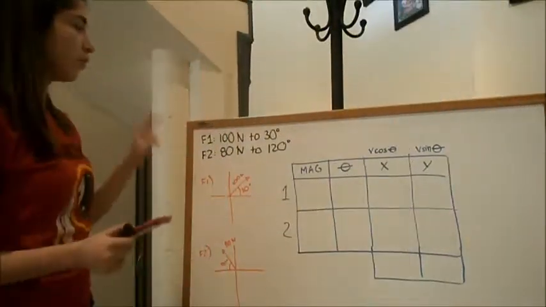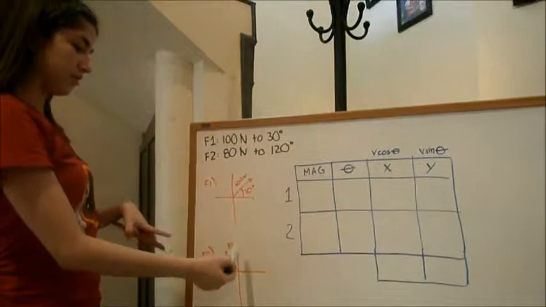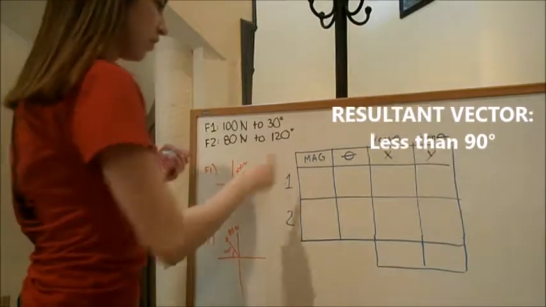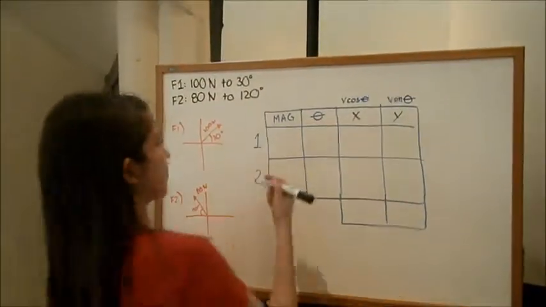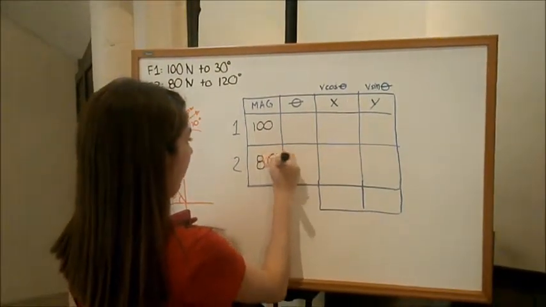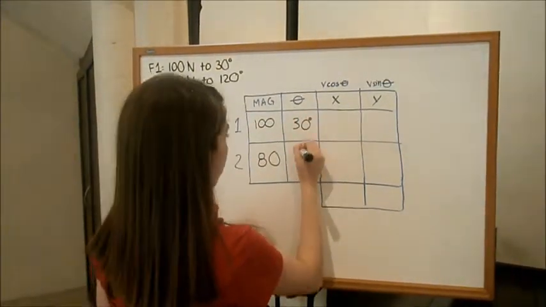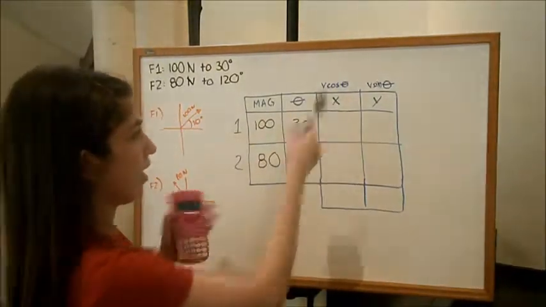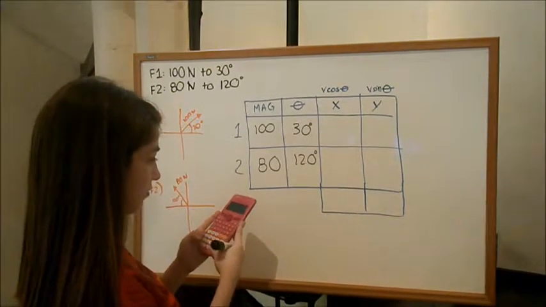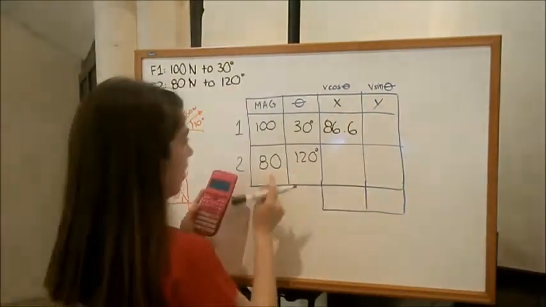So in the second problem, here we have two vectors, and the first one is in the first quadrant and the second one is in the second quadrant. So first, to get the resultant, the magnitude and the direction, we need to make this chart, and we need to write first the magnitude of the vector and then the angle, and then to get the x, we write the magnitude by cosine and by the angle, and then we have 86.6, and the same in the second one.